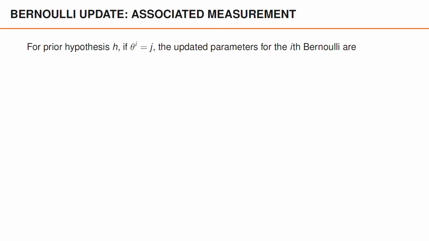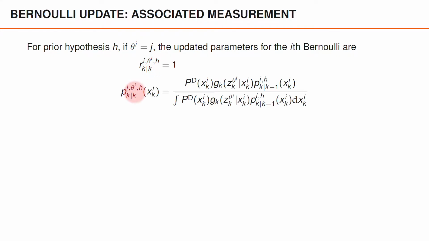Let's begin with the Bernoulli update when we have an associated measurement. For a prior hypothesis H, if the association for the ith Bernoulli, theta i, is equal to j, then Bernoulli i was associated to measurement j in this data association. And the updated parameters for the ith Bernoulli are that the probability of existence is equal to 1, and the updated state density is given by the Bayes update. So we have the probability of detection, PD, multiplied with measurement model G and the prior, and then this is normalized by dividing by the integral.